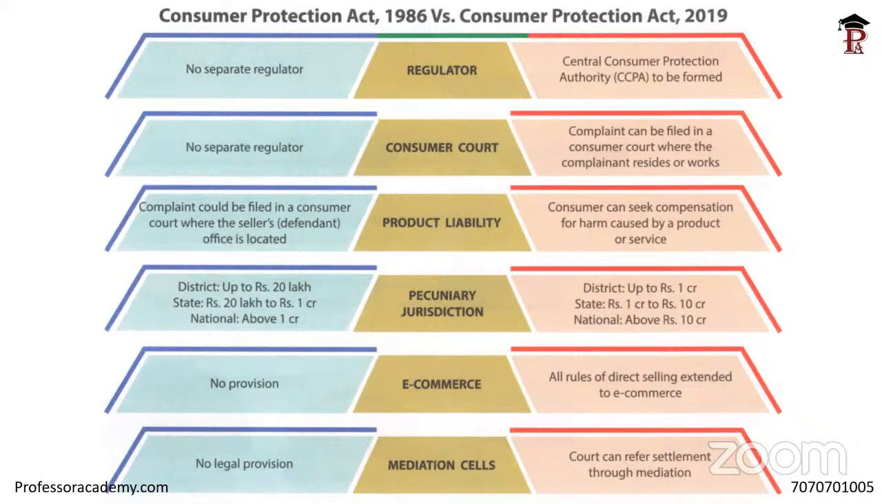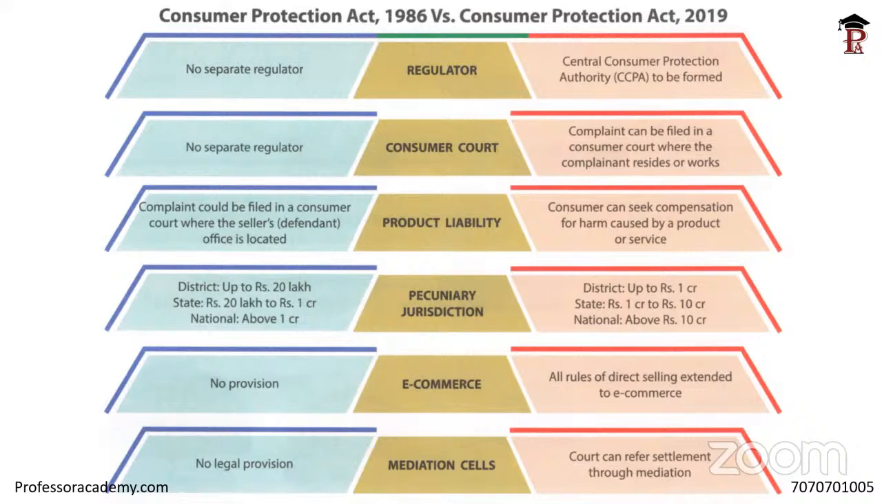Okay. Then we have e-commerce. If you talk about e-commerce, obviously in 1986 there were no e-commerce services, so there was no provision for it. People must not even have thought about it, that someday we'll have e-commerce also. But in the 2019 Act, we have rules on direct selling, extended to e-commerce, addressing modern consumer issues related to online shopping. So especially for online shopping, we have e-commerce regulation in this.